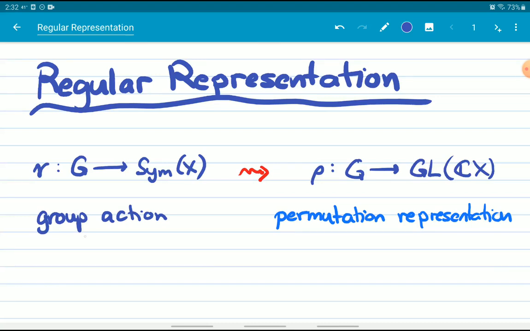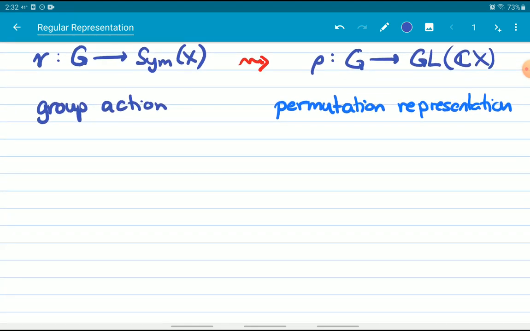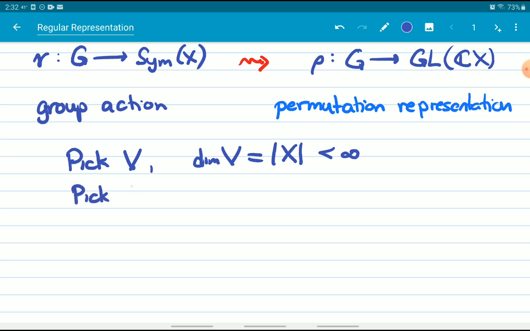So there's a way to start with a group action on a finite set and upgrade it to something called a permutation representation. So here's the procedure. I'll start with my action and I'll pick a vector space whose dimension is equal to the size of the original set. I'm assuming it's finite. I'll pick a basis of that vector space.